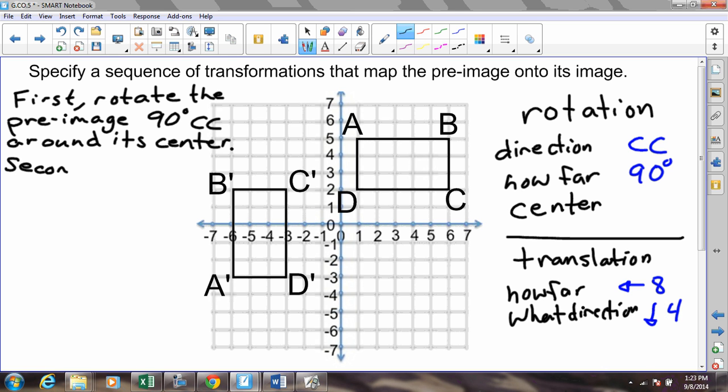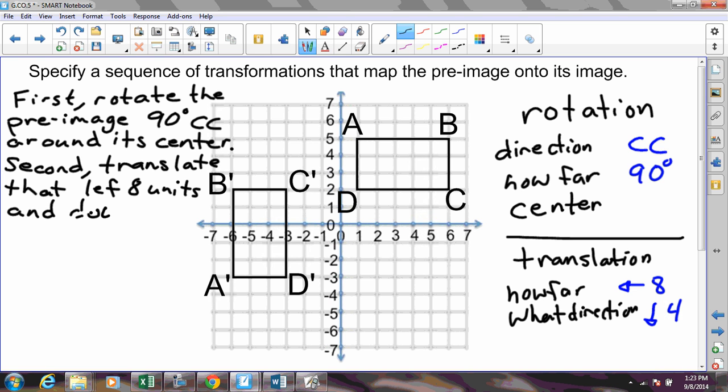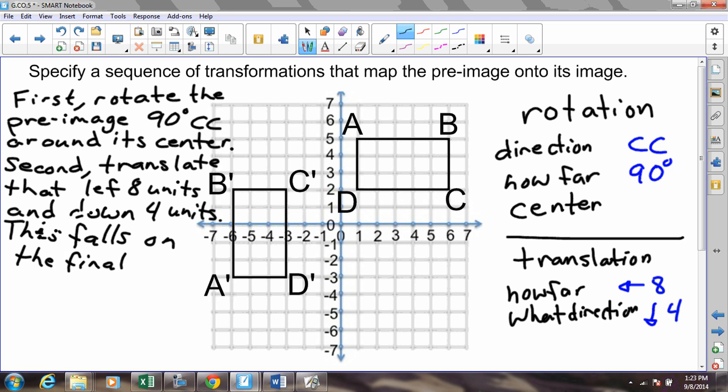Second, translate that left 8 units and down 4 units. This falls on the final image. And so there we go.